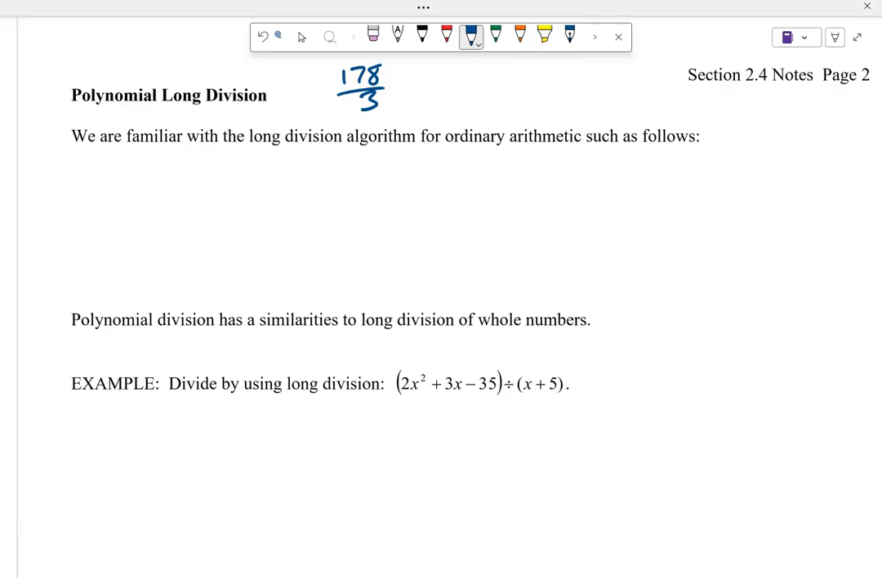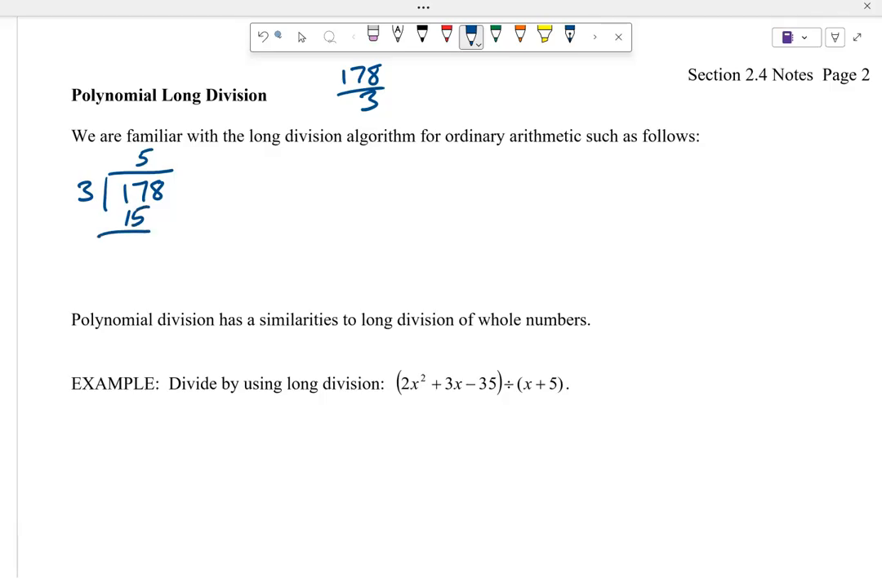So let's say we did that. I put 178 in here. That's our dividend. We're dividing by 3. And let's see what we get. So we say, well, 3 doesn't go into 1. 1's too small, so we go to 17. 3 into 17, and we're trying to match that, but we can't go above it. That's 5 times. I can't go 6 because that'd be more than 17. So 5 times 3 is 15.